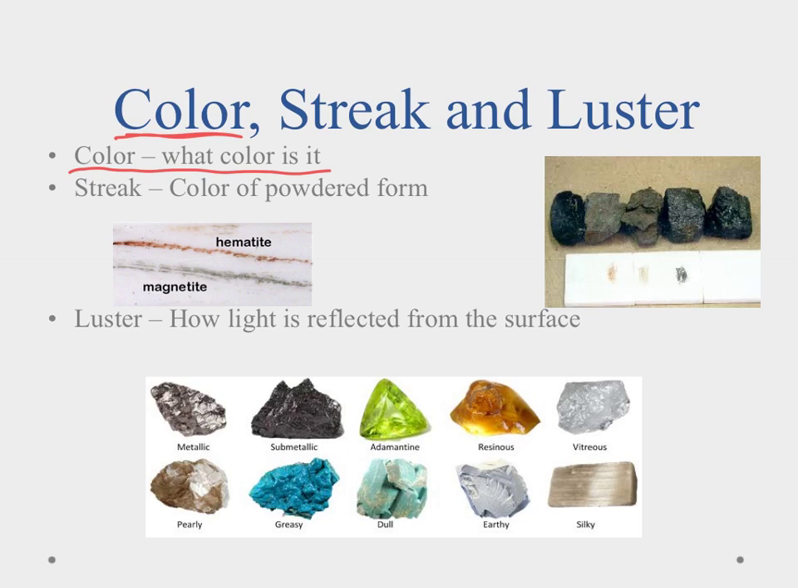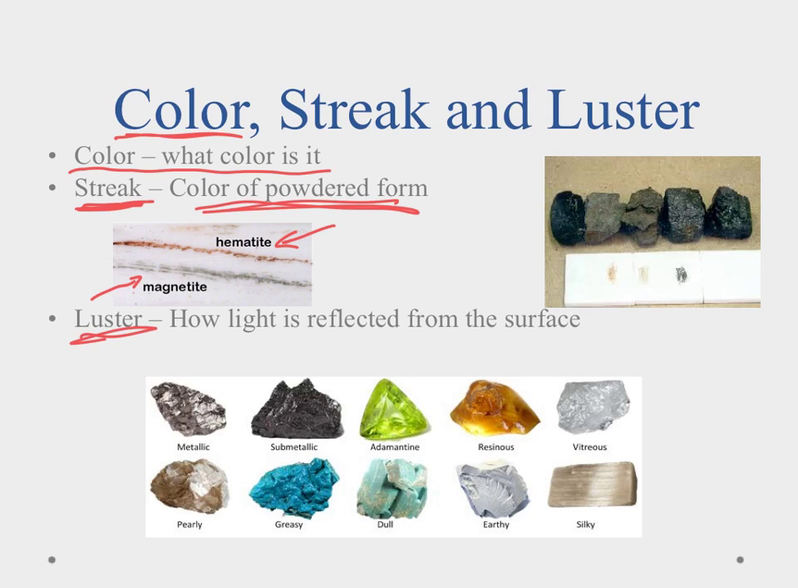The type of color that is good is if we use something called streak, and streak is going to be the color of its powdered form. So if we look down in this picture, you can see that hematite has kind of a reddish brown streak and magnetite is going to be kind of a grayish streak. And we get the streak by taking our mineral substance and basically rubbing it on this unfired piece of porcelain, which we call a streak plate. So remember, the color of the powdered form is going to be better than just the color of it.